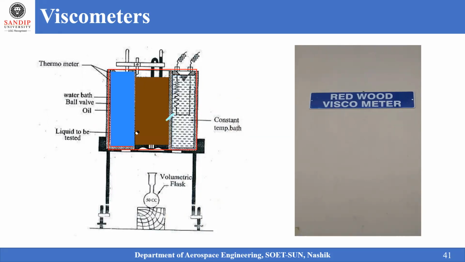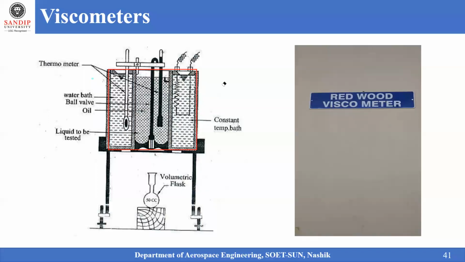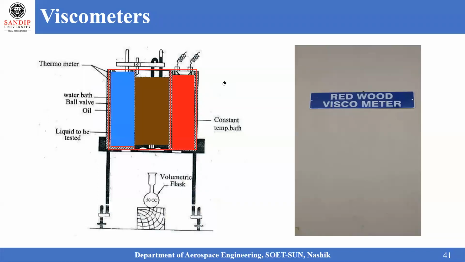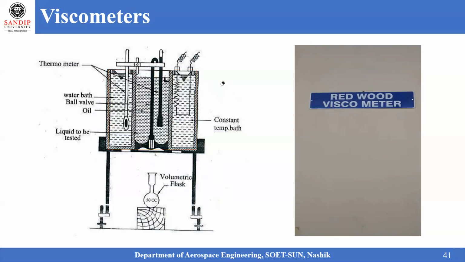As far as the construction is concerned, we have the outer flask with water and the inner flask with the oil-filling container. Now the question comes: why is water filled outside and why is oil filled inside? Let us first detail the construction, then we will see why water outside and why oil inside.